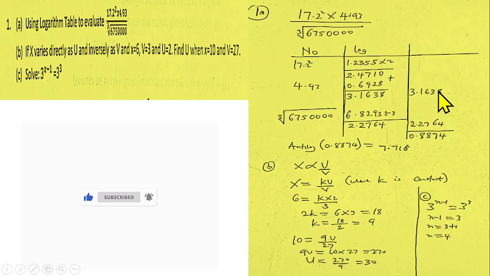You cannot bring this one also outside because that's for the denominator. This is the value of the numerator, everything in the numerator. This is the value of everything in the denominator. So you're having division in between the numerator and the denominator, that means you're going to subtract. If you remove this from this, you have 0.8874. Then from there, you can now find the antilog of this number.